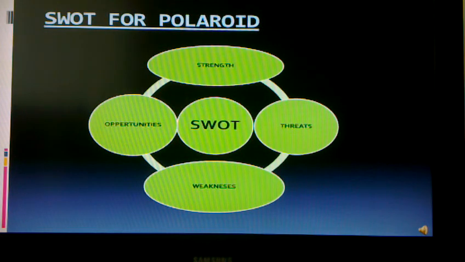Now let's have a look at the SWOT analysis of Polaroid. When we talk about the company's strengths, we can say that its brand name, its complete command of instant photography techniques, the capability to improve itself with the customers' demands and market requirements, and the ability to explore and gain shares in new markets are the key strengths of the company.